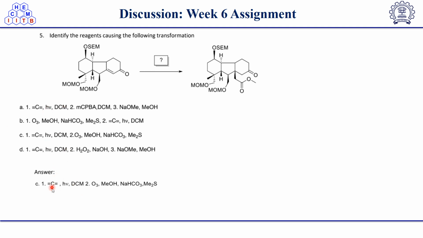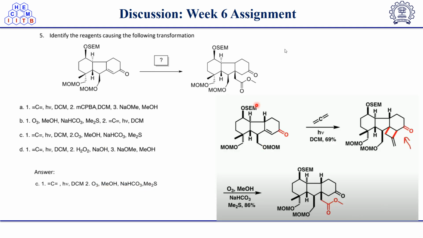That is first this allene, then hν in DCM, and then the second step is MeOH, that is ozonolysis and quenching with DMS. So what is happening here is first a 2+2 cycloaddition, that is a photocycloaddition of this allene type of system with this alkene. One of these double bonds will be participating to form the four-membered ring, and the other double bond will remain as this exocyclic double bond on this four-membered ring.